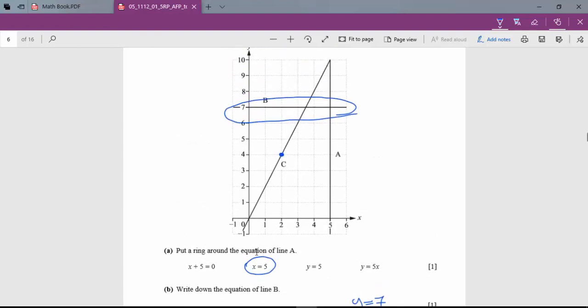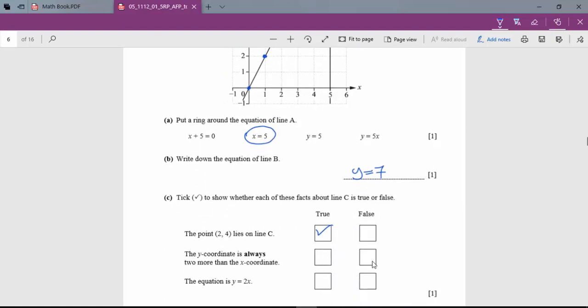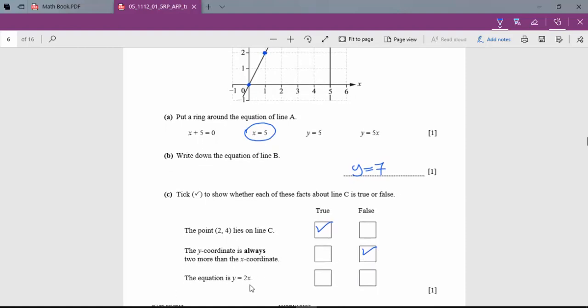The y coordinate is always 2 more than the x coordinate. Let's check. So the y coordinate here is 2 more than the x coordinate. Here the y coordinate is 2, the x coordinate is 1, it's 1 more. Here the y coordinate is 0, the x coordinate is 0. So this fact is not true. Not always is the y coordinate 2 more than the x coordinate. This fact is false.